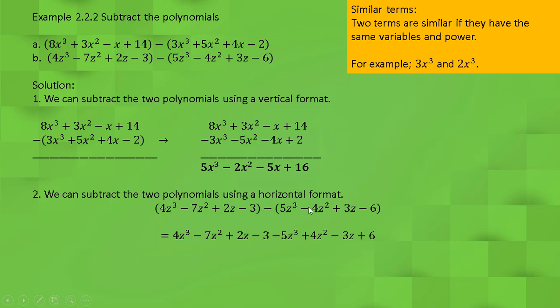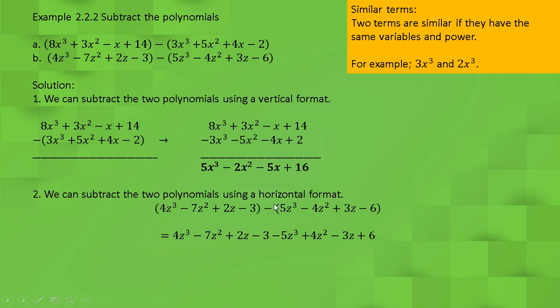Since this is 4, I mean, this is not letter B. Okay, we have letter B: 4z cubed minus 7z squared plus 2z minus 3, minus 5z cubed minus 4z squared plus 3z minus 6. Okay, so just change the sign of the subtrahend, because when you multiply this, you distribute the sign.